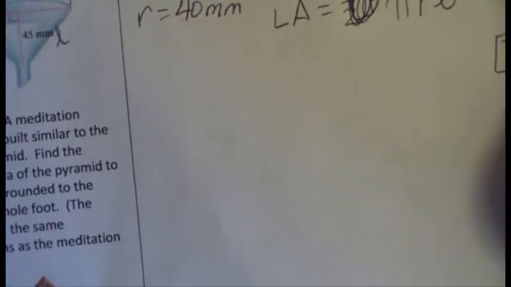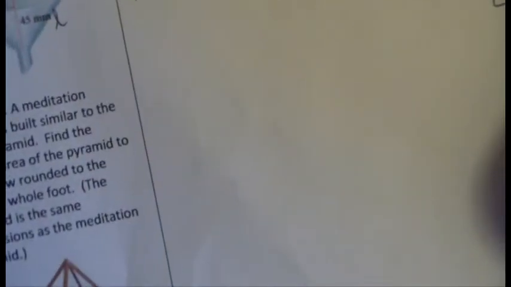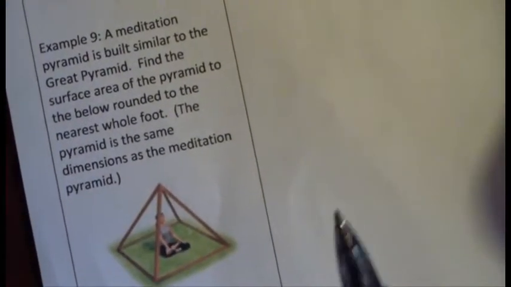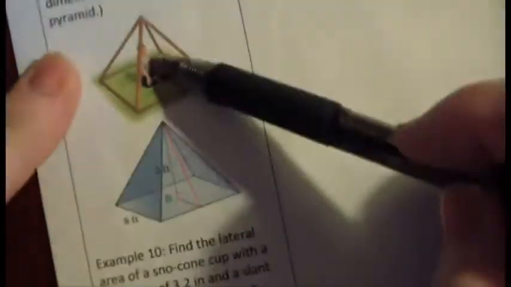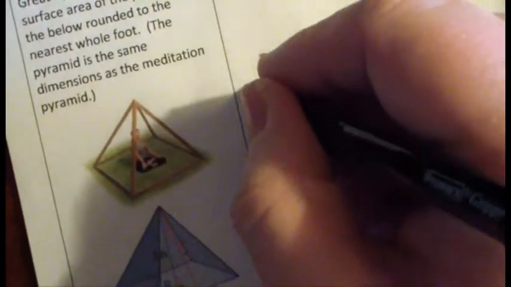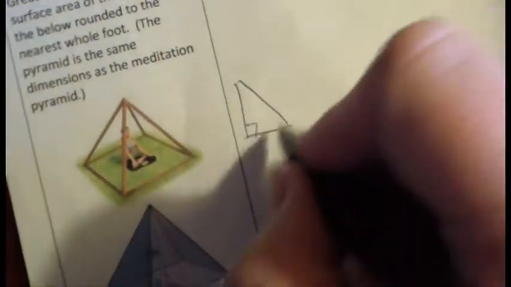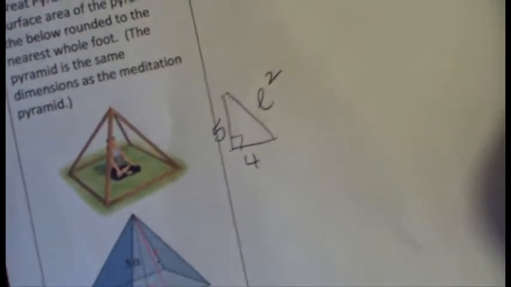Example 9, a meditation pyramid is built similar to the Great Pyramid. Find the surface area of the pyramid below, rounded to the nearest whole foot. And this pyramid that they're building has these dimensions. So again, we're missing our L. We have a square base, so we know this part right here is 4. So we've got a right triangle, base 4, height 5. We're looking for the slant height.